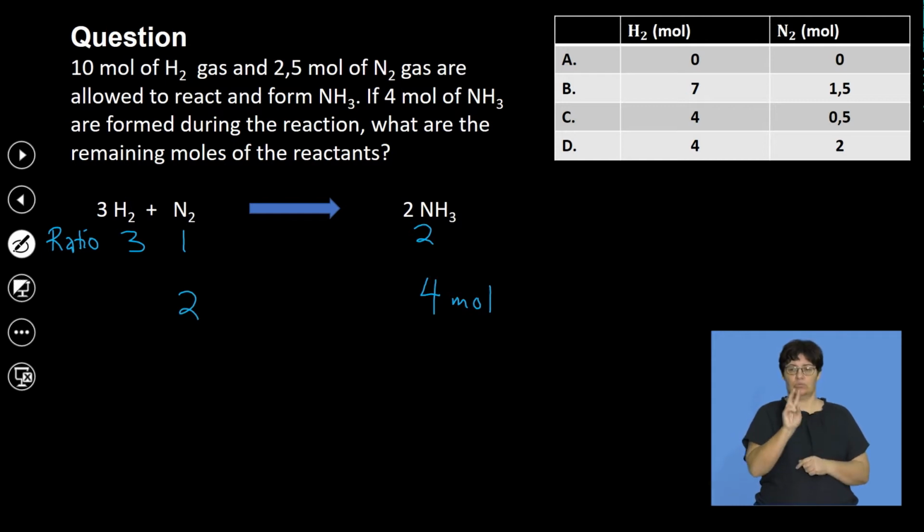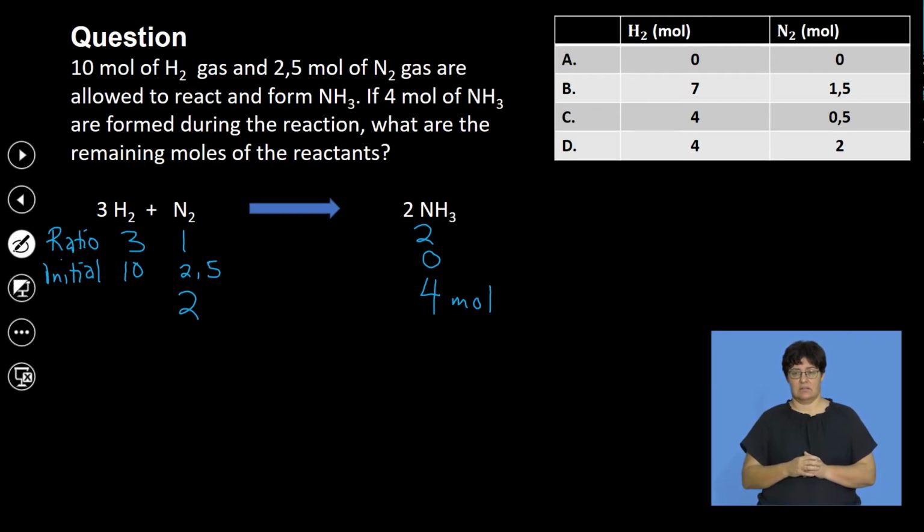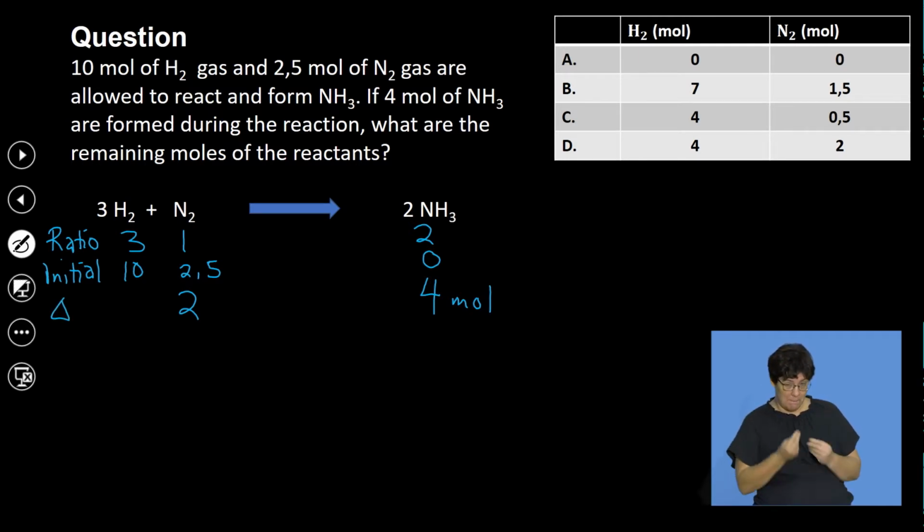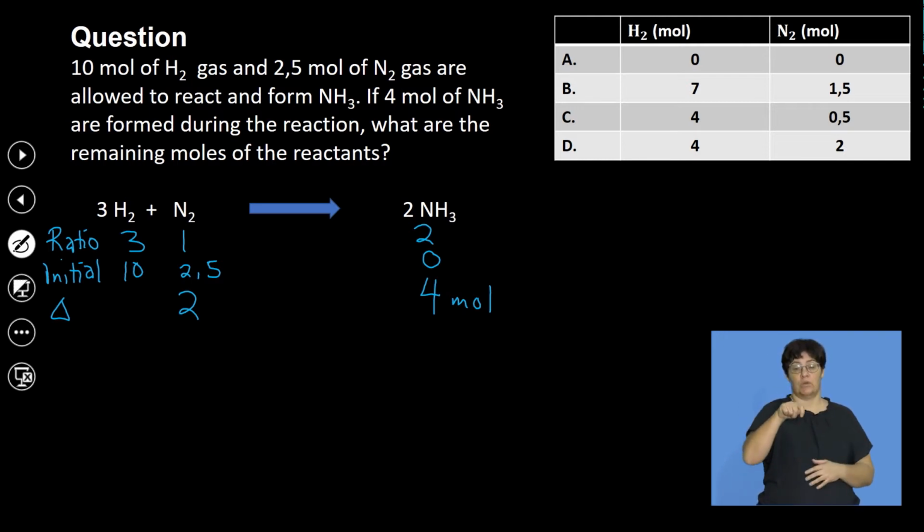So initially, what we have is 10 moles and 2.5 moles, and then we had nothing there, okay? Now, if the change in moles in this case, if we started with 2.5 moles and 2 of them reacted, how much nitrogen is left? 0.5 mole, okay? And then for us to react the two moles, since the ratio of nitrogen to hydrogen is 1:3, if we reacted two, we need three times as much hydrogen as nitrogen.